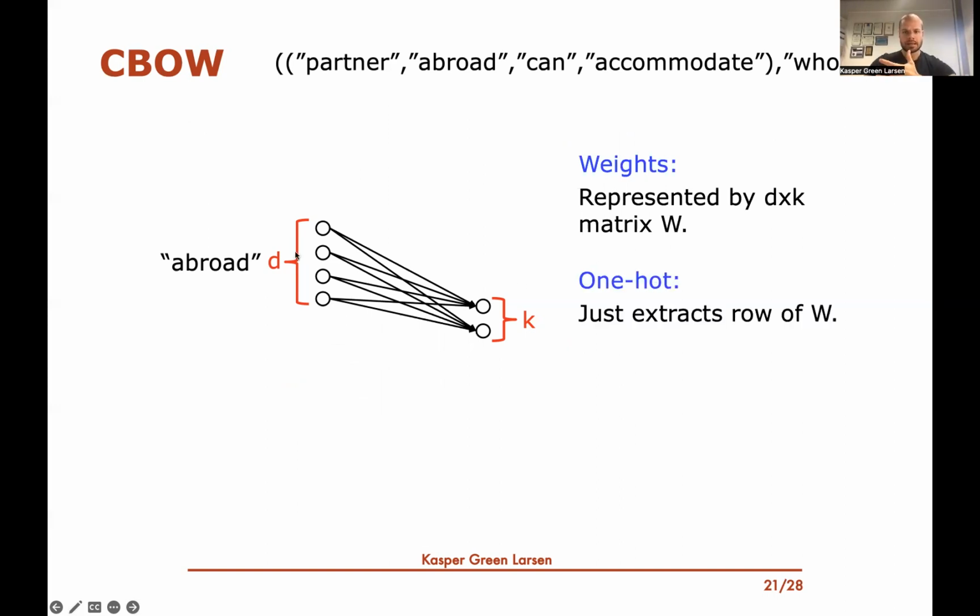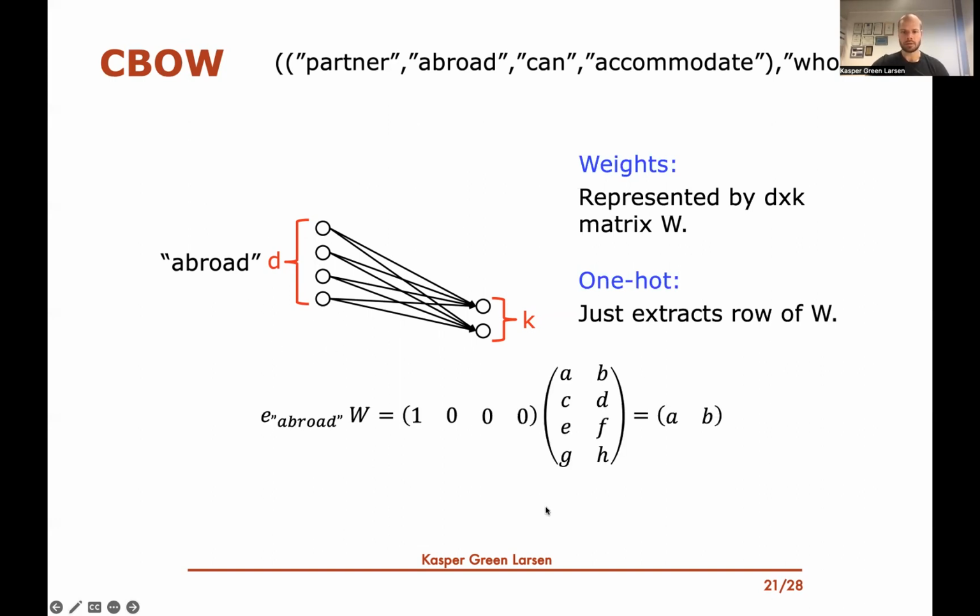So what happens when we feed in this one-hot encoding of the word "abroad" into this matrix? Typically, it's a row vector that we multiply onto the matrix from the left, as we saw in the neural net lectures. The only thing happening here is that you just extract a row of W. If we feed in a one-hot encoding of "abroad," you just get the corresponding row of the matrix W. So the matrix W has one row for every word in the dictionary.